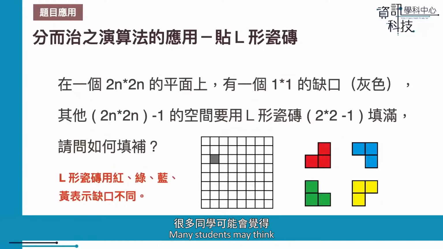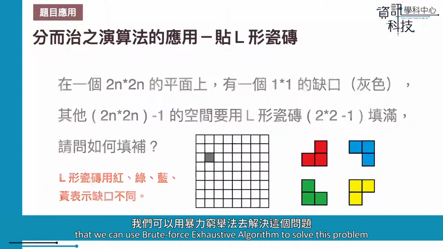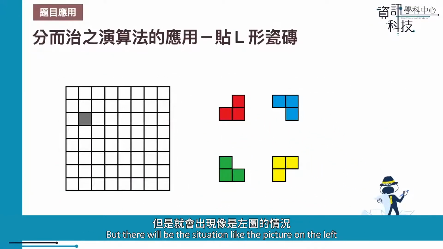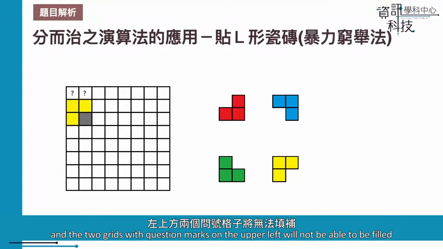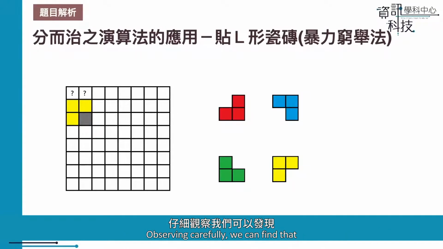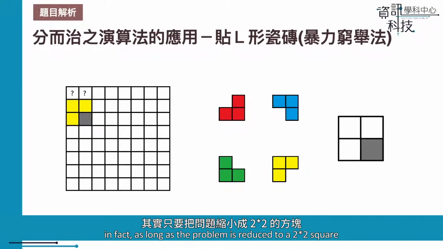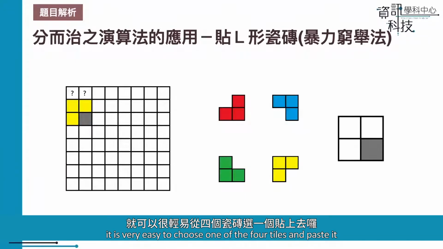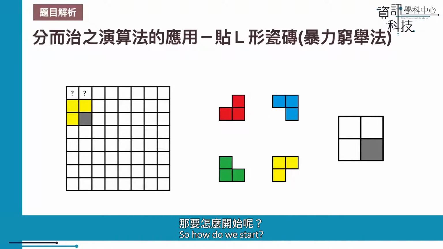Many students may think that we use the brute force exhaustive algorithm to solve this problem, but there will be a situation like the picture on the left, where the 2 grids with question marks on the upper left will not be able to be filled. Observing carefully, we can find that as long as the problem is reduced to a 2 times 2 square, it is very easy to choose one of the 4 tiles and paste it. So, how do we start?